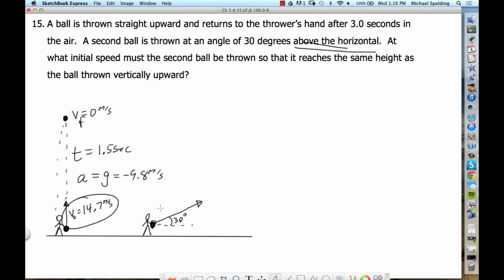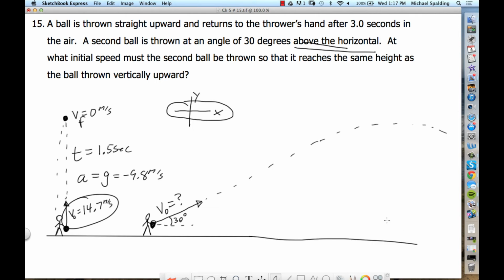Okay, so this guy throws a ball at an angle of 30 degrees above the horizontal. Okay, what we're solving for is the velocity that he must throw it at in order for this ball to reach the same height, right? So the ball's going to go woo, like that. Now here's the thing. Guys, for projectile motion, the key idea is separating the x direction from the y direction. Does the x direction have anything to do with the height that the ball reaches? No, the x direction has nothing to do with it.